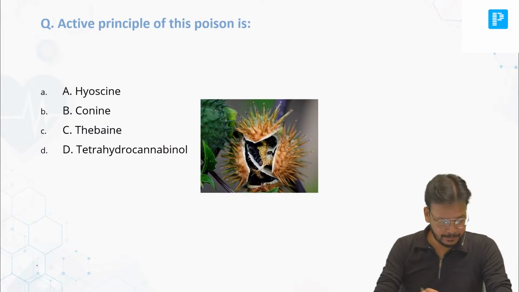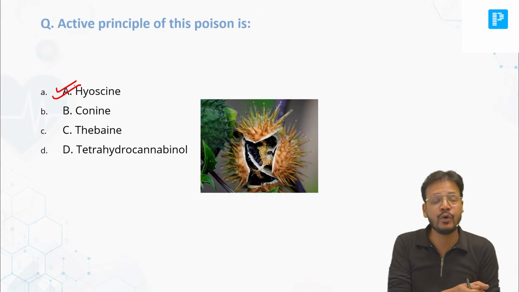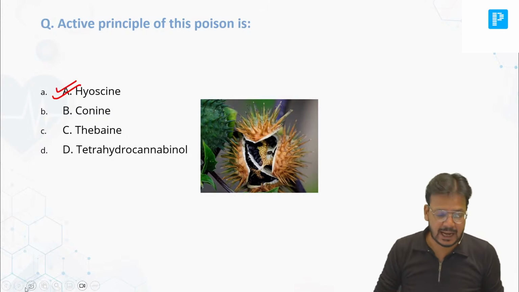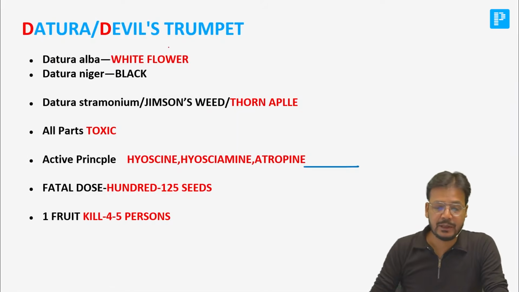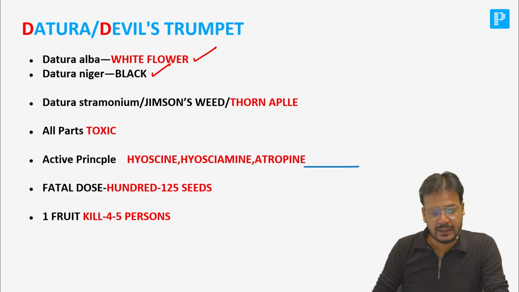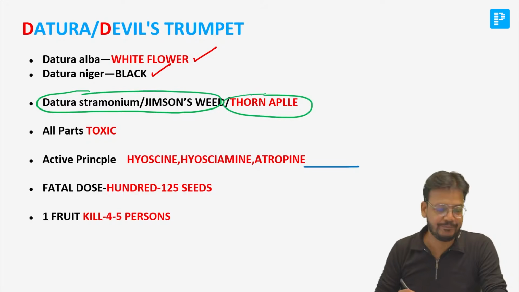What is the main active principle of this poison? It is hyoscine. Hyoscine is more common. Atropine is very low. So it is hyoscine. So this is Datura, a devil's trumpet. Datura alba is white flower. Datura niger is a black flower. My dear friend, yes, without any doubt. Datura stramonium is a Jimson weed or thorn apple.